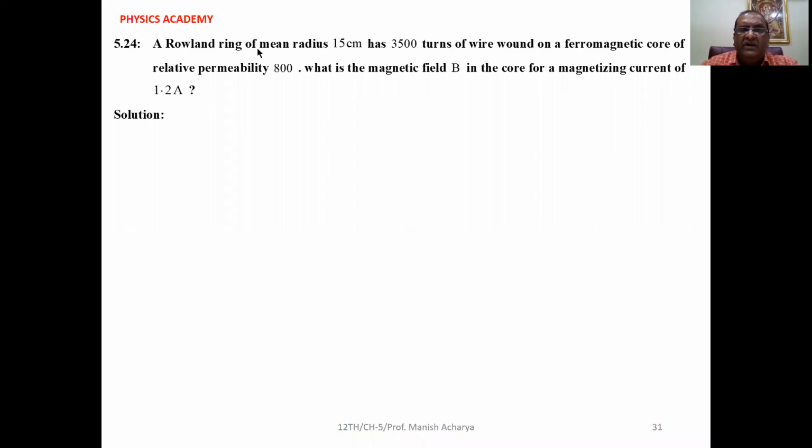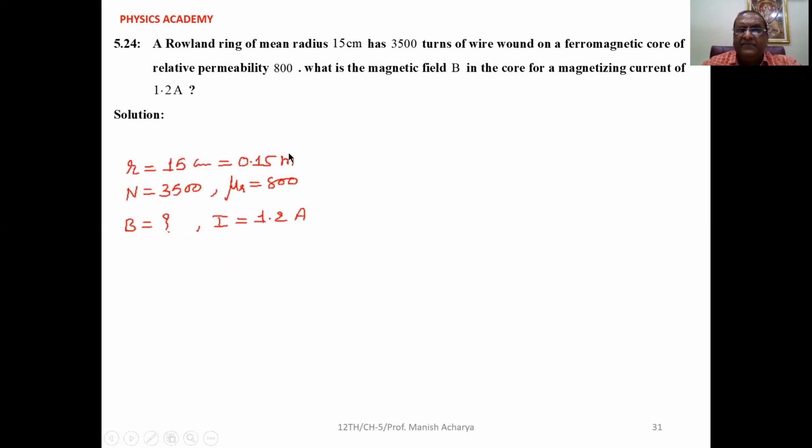5.24. A Rowland ring of mean radius 15 centimeter has 3500 turns of wire wound on a ferromagnetic core of relative permeability 800. What is the magnetic field B in the core for a magnetizing current of 1.2 ampere? Rowland ring, that is nothing but the toroid. Right? Toroid is also called Rowland ring.